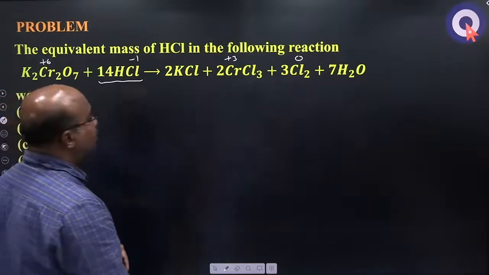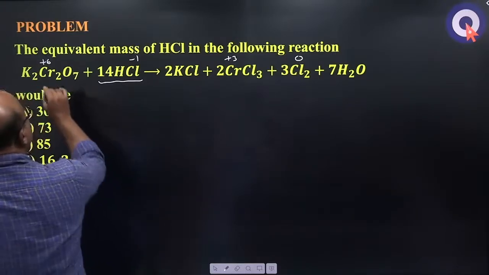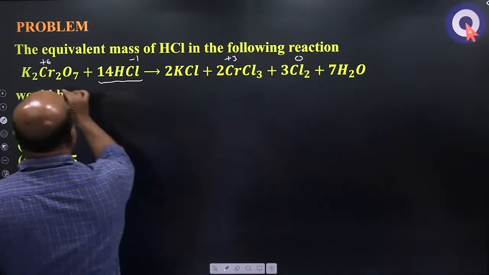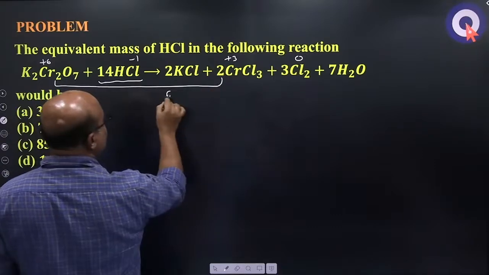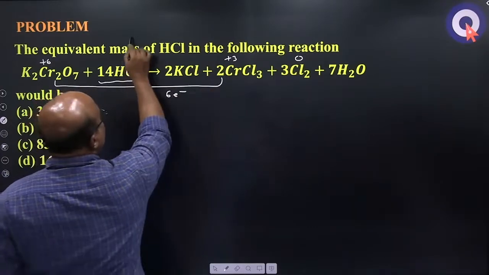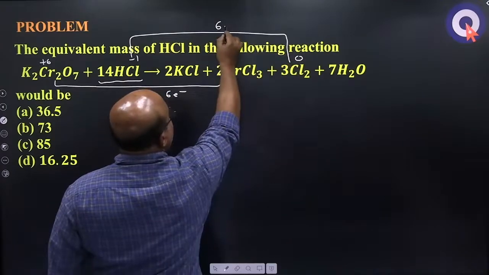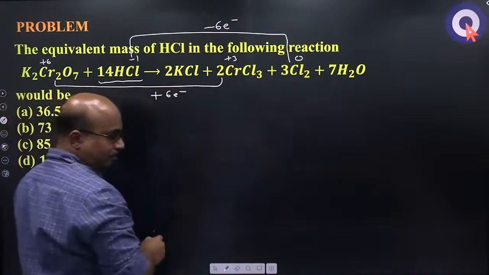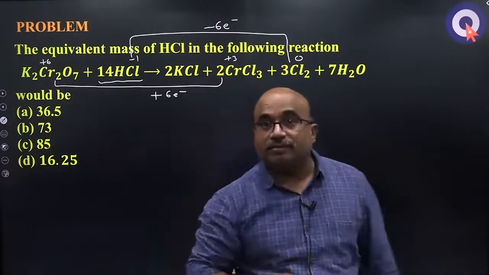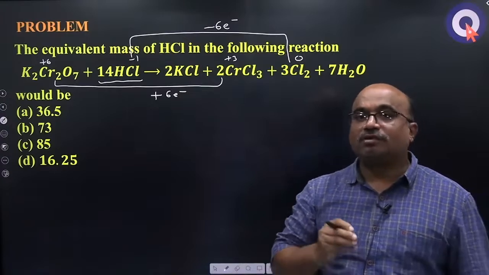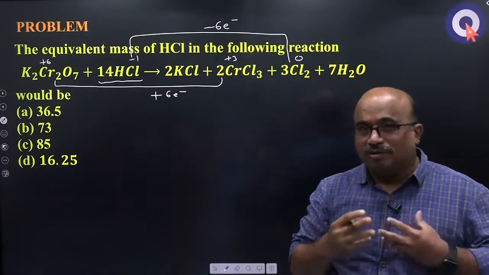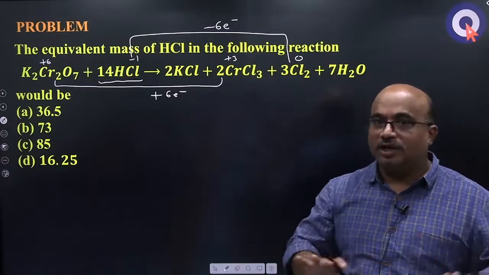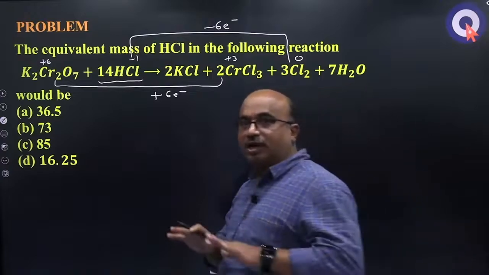So the total number of electrons involved in the process, if you see, each chromium is +6, it converts to +3. So the total electrons involved in this process is 6. Similarly, in the oxidation it is also 6. So there are 6 electrons lost here, and 6 electrons gained. Totally 14 HCl molecules are consumed. We should not take only the HCl which is involved in the redox, because the total HCl that is in the process is what we should always consider.